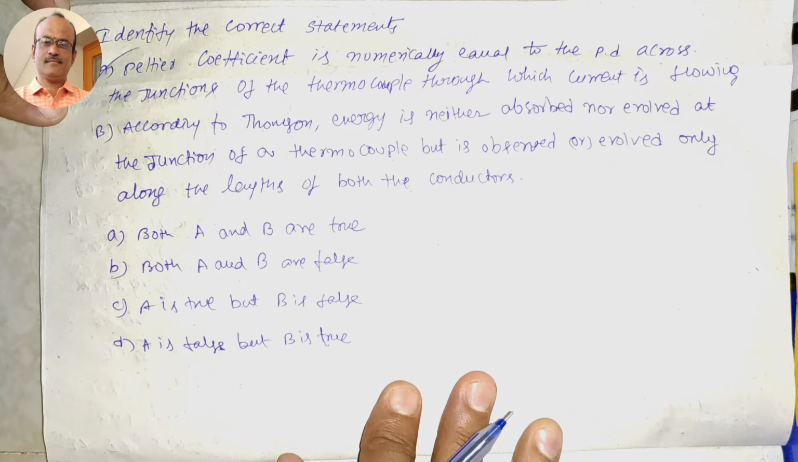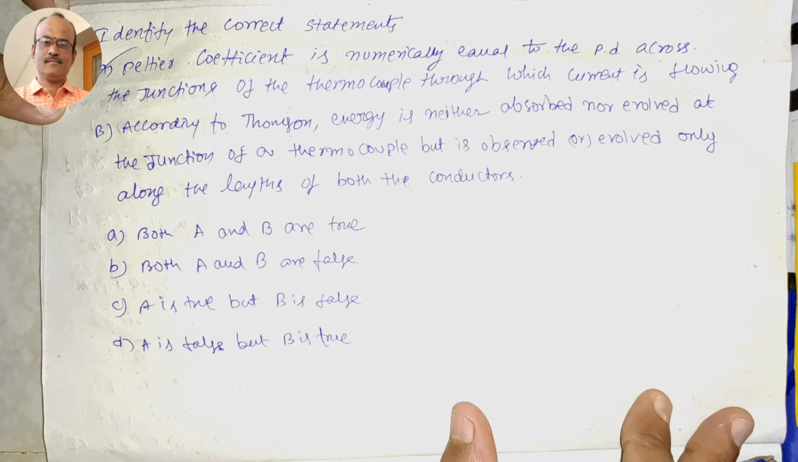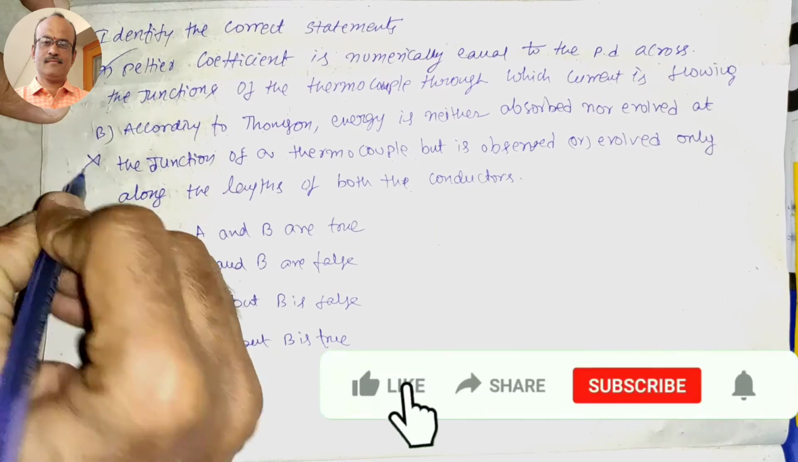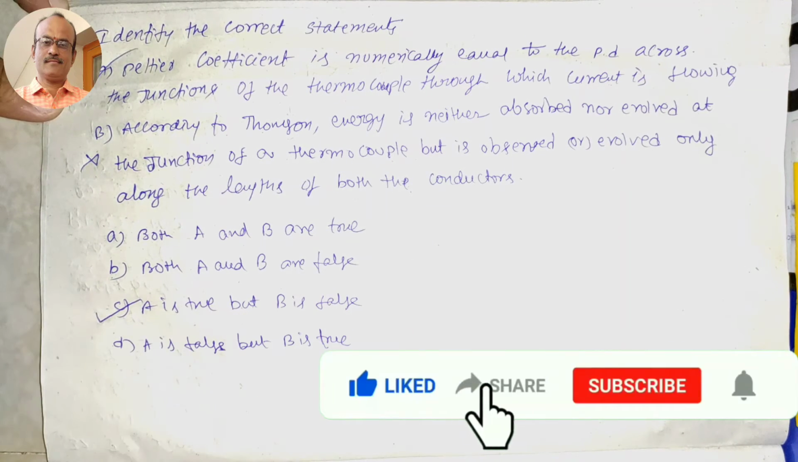But according to B, according to Thomson, energy is neither absorbed nor evolved at the junction of thermocouple but absorbed or evolved only along the lengths of the both conductors. So here this option is wrong. So according to Thomson, energy is neither absorbed nor evolved at the junction of thermocouple is wrong. So that means here A is true, B is false.